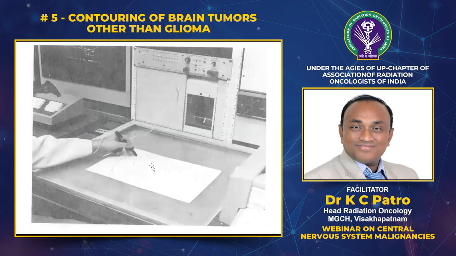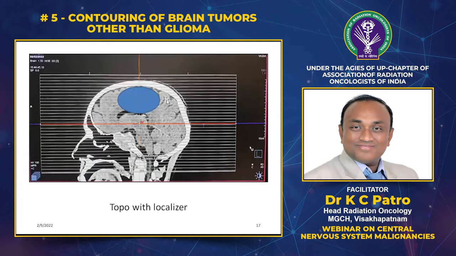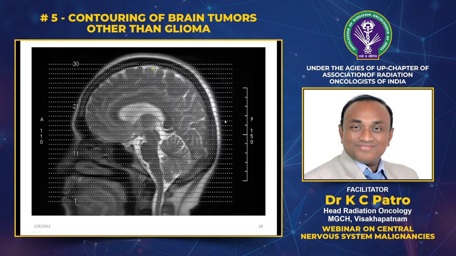If you have a digitizer, you ask your physicist or sit with your physicist to do the digitization, and you can see the isodoses. Suppose this is a patient and this blue mark is the tumor. What you have to do is fix a point on the external occipital protuberance or glabella.